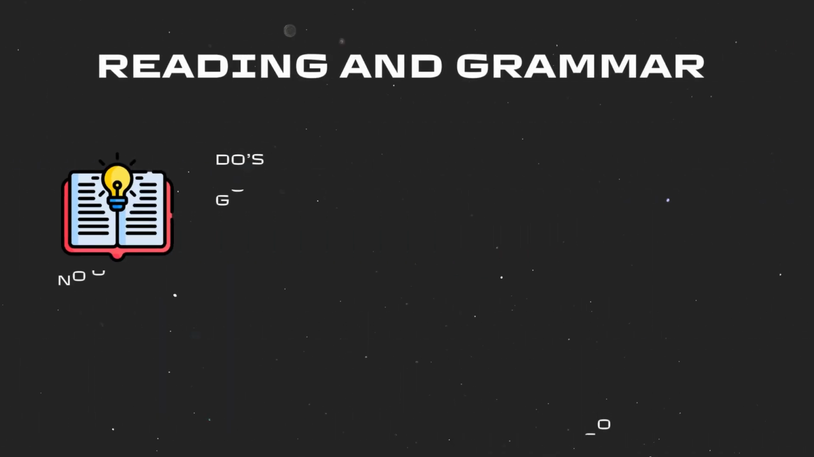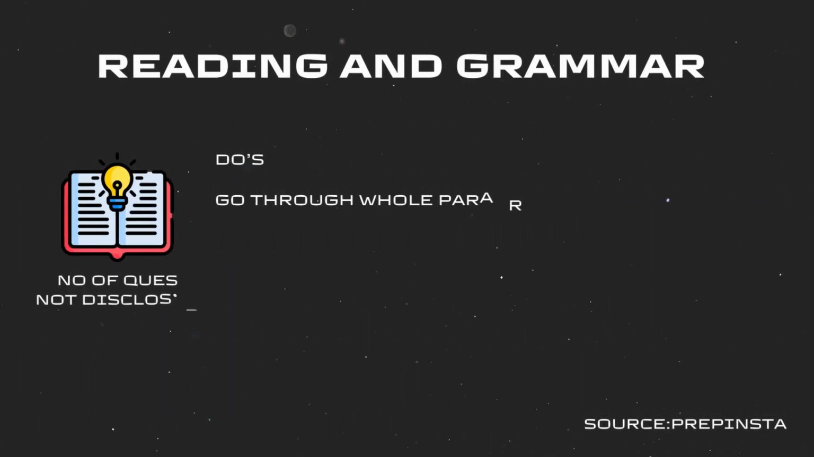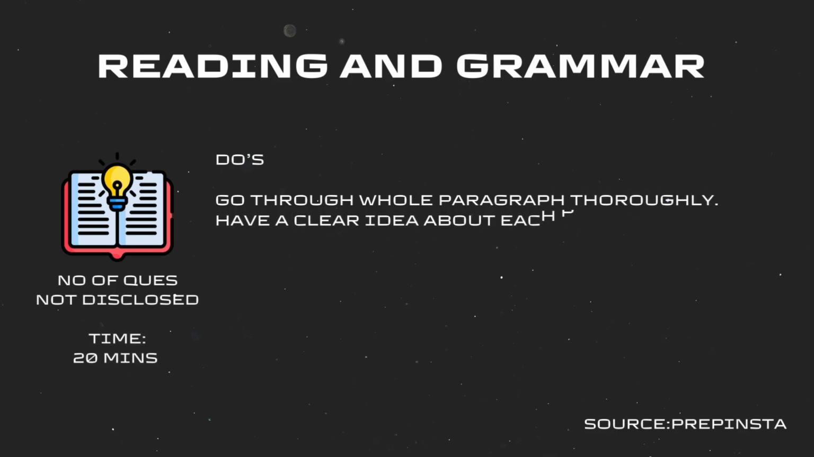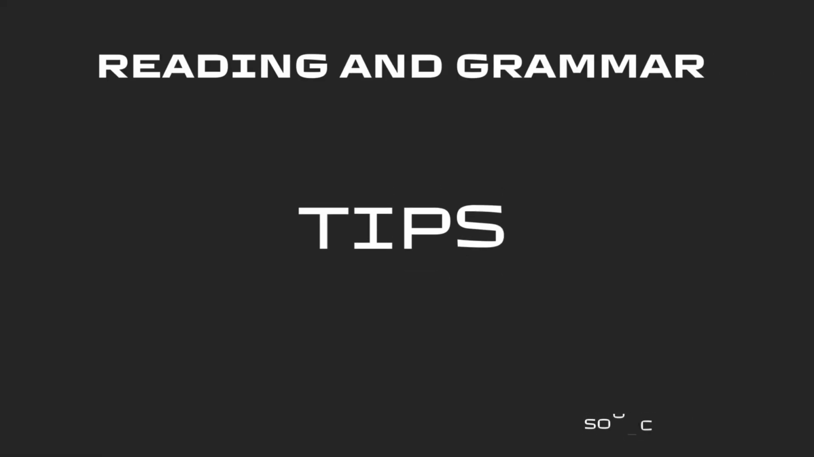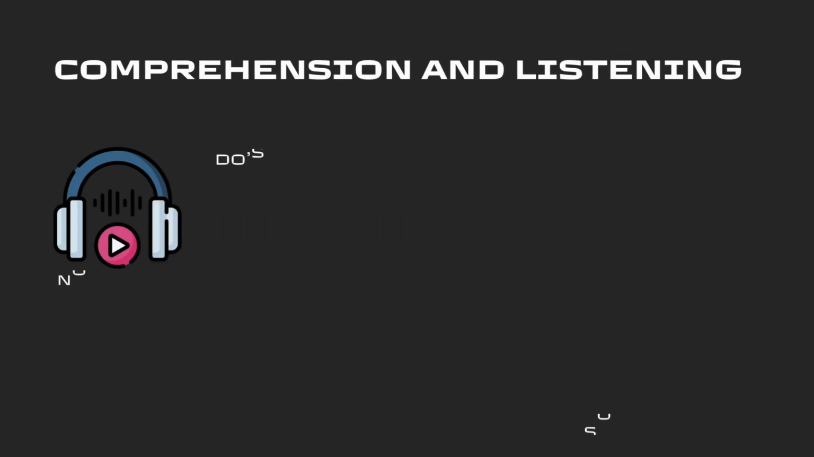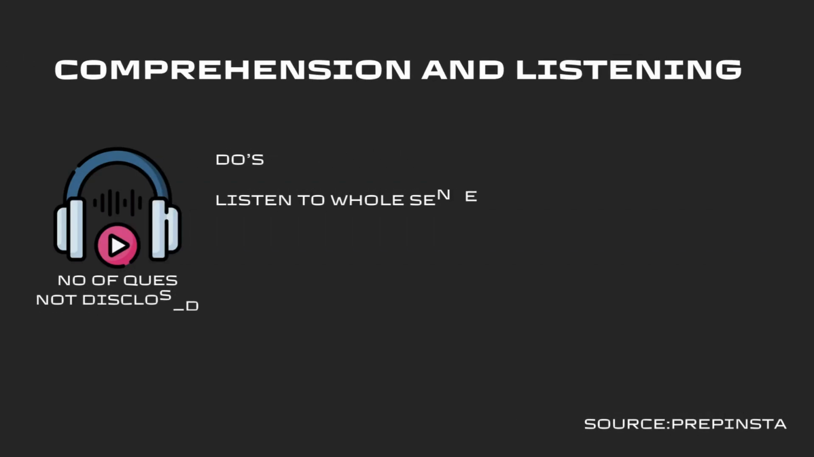The first section is reading and grammar. You will have 20 minutes shared with the other sections to complete this part. It consists of several paragraphs that you must read carefully. Questions based on grammar, tenses, articles, and speeches will follow. The key here is to read thoroughly and avoid getting stuck on difficult words. Remember, take your time but don't linger too long on any one word or sentence. Stay calm and focused.